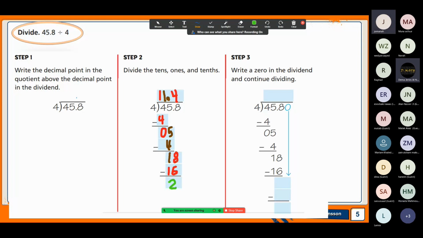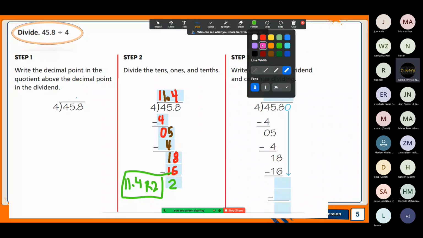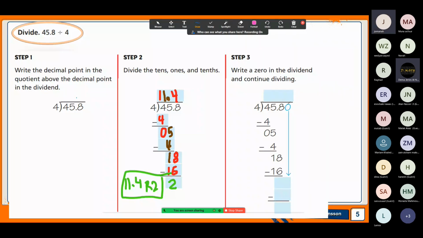And I told you, in this lesson, I want you to give me the answers but without remainder. Teacher, what can I do? You can write this answer as 11.4 with a remainder of 2. But I don't want you to give me a remainder. I want the quotient without remainder. So what do I have to do? I will add 0 here to the dividend.